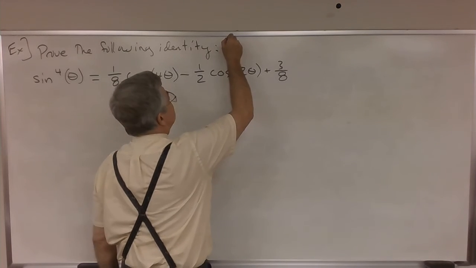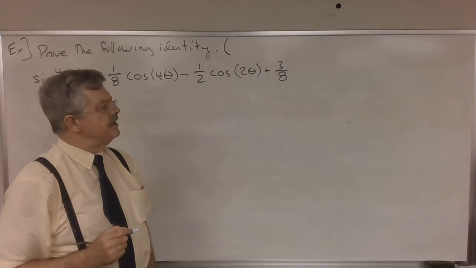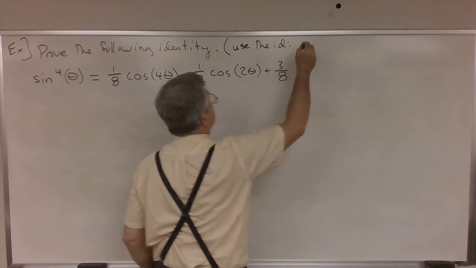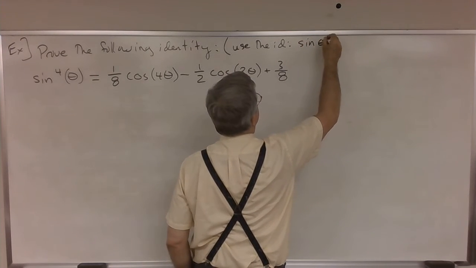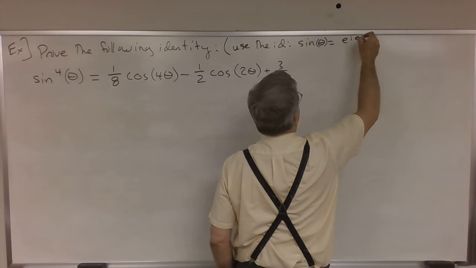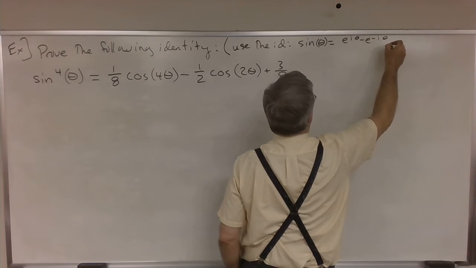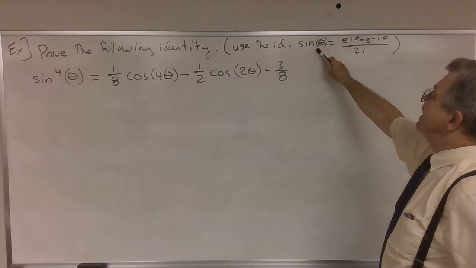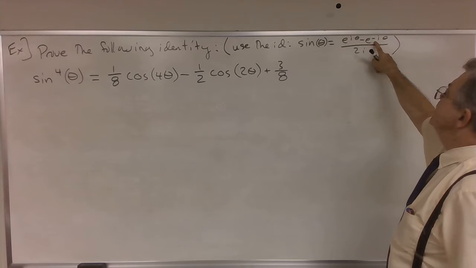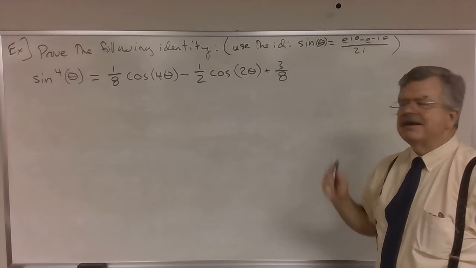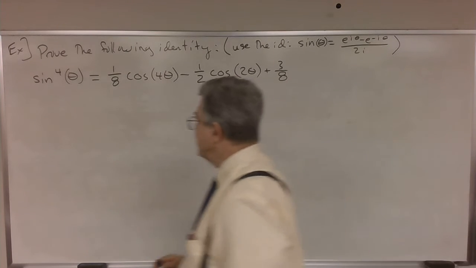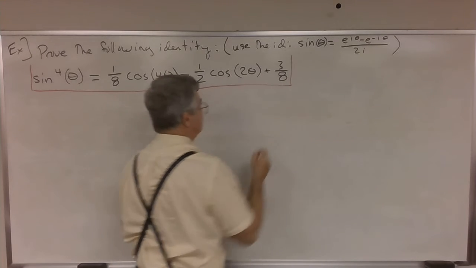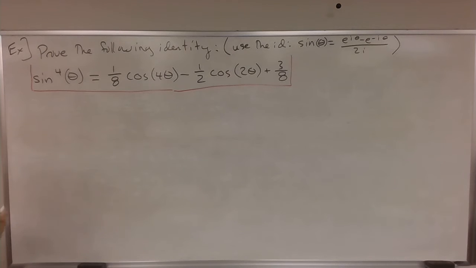And just as a steering mechanism, suppose they tell us to use the identity, suppose they give us those instructions. Use the identity sine of theta equals e to the i theta minus e to the negative i theta over 2i, the identity that we just proved. Okay. I'm going to keep this up here just to remind us that this is our target. This is what we want to end up with.